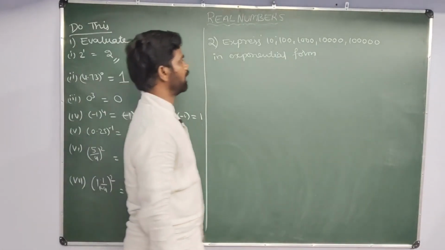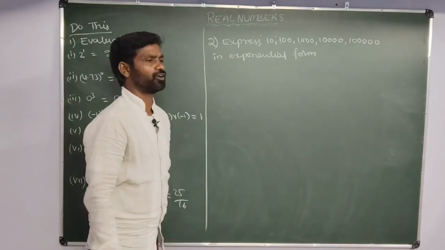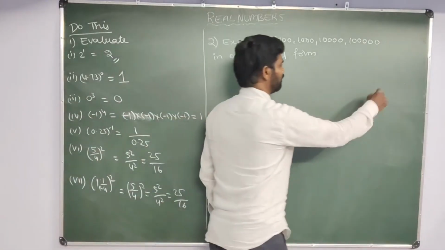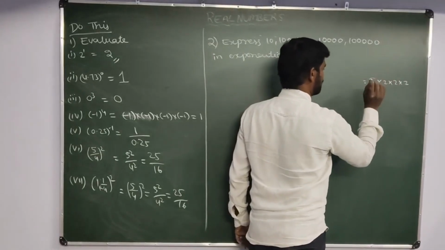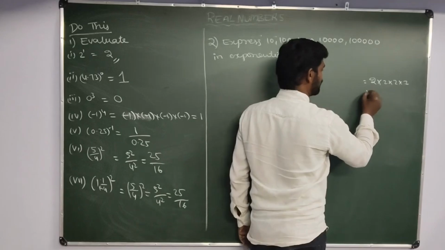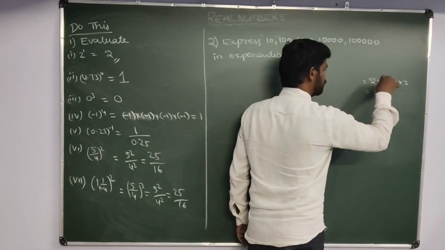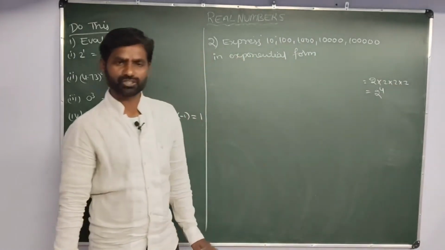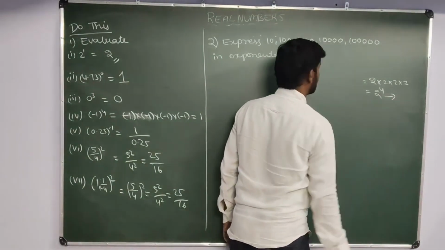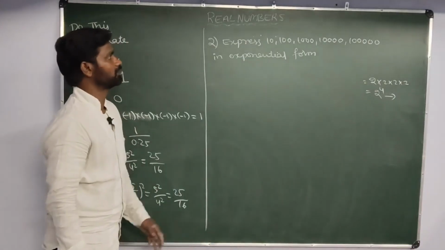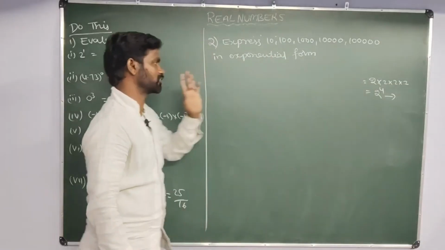Express 10, 100, 1000, 10,000, 1 lakh in exponential form. What is exponential form? For example, 2 into 2 into 2 into 2. Some numbers are there. So how can we write this? 2 power. How many 2's are there? 1, 2, 3, 4. 4 2's are there, no? Simply we can write that as 2 power 4. So this is called exponential form. Now we have to write 10, 100, 1000, 10,000 and 1 lakh in that exponential form.